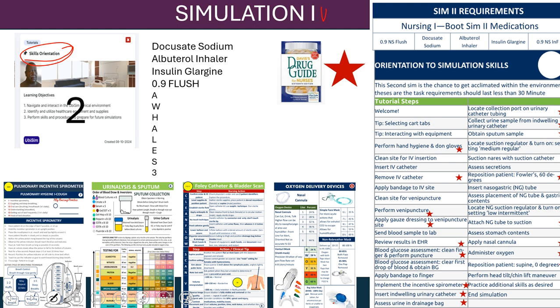So more meds. You got docusate sodium, albuterol inhaler, insulin glargine, and a flush again. Again, you should have your nursing drug guide. You should be looking these medications up prior to the simulation. So as we move through it, we see donning gloves, putting gloves on, obviously hand washing, IV catheters, performing venipuncture. So we're going to actually start to look at how to perform venipuncture. And that will be just kind of an overview.